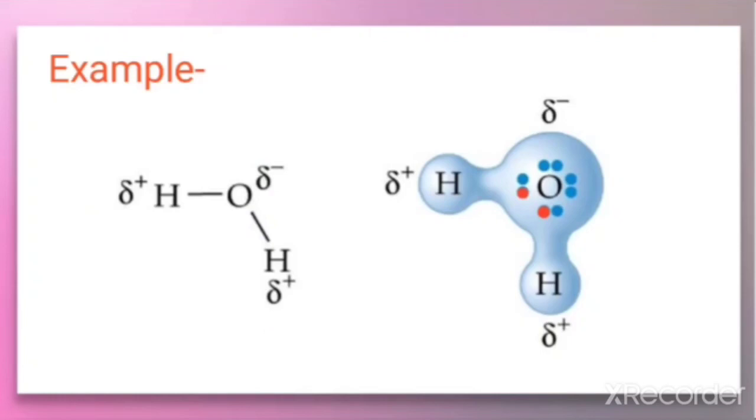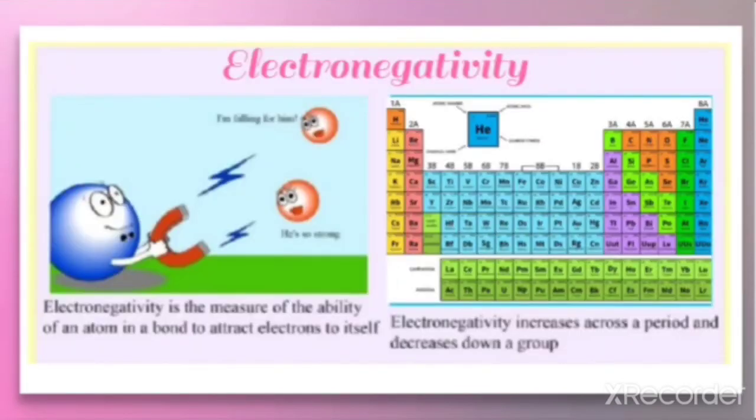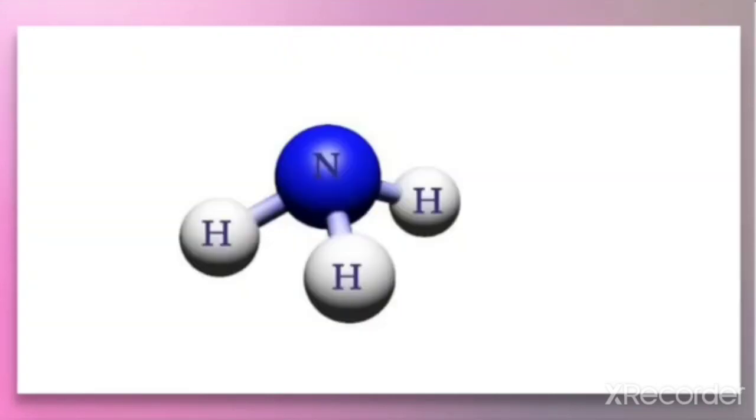Let us take one more example, ammonia. Tell me here which one will be more electronegative. For this you need to check the periodic table. If you have an idea about the periodic table, you can see that nitrogen is on the right hand side and hydrogen is on this side. So which is more electronegative? Nitrogen is more electronegative. So we can say that the nitrogen in ammonia is more electronegative than the hydrogen.